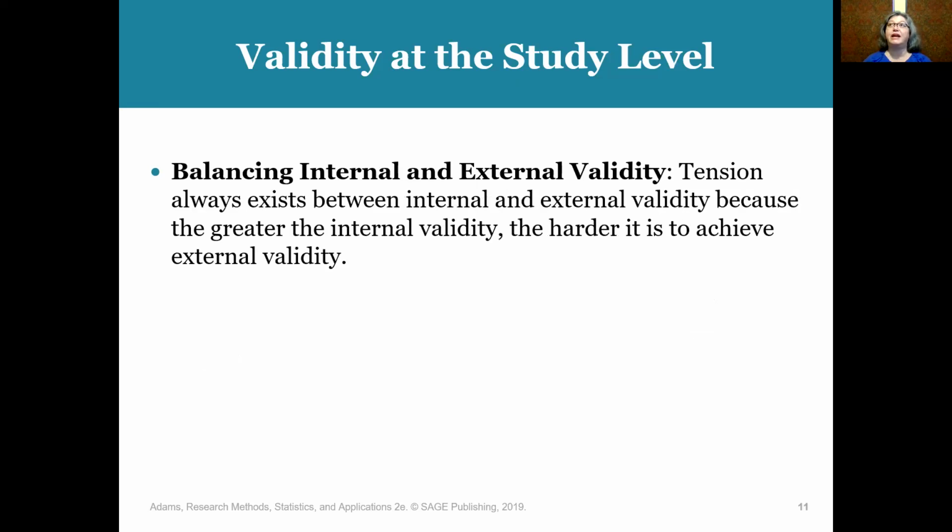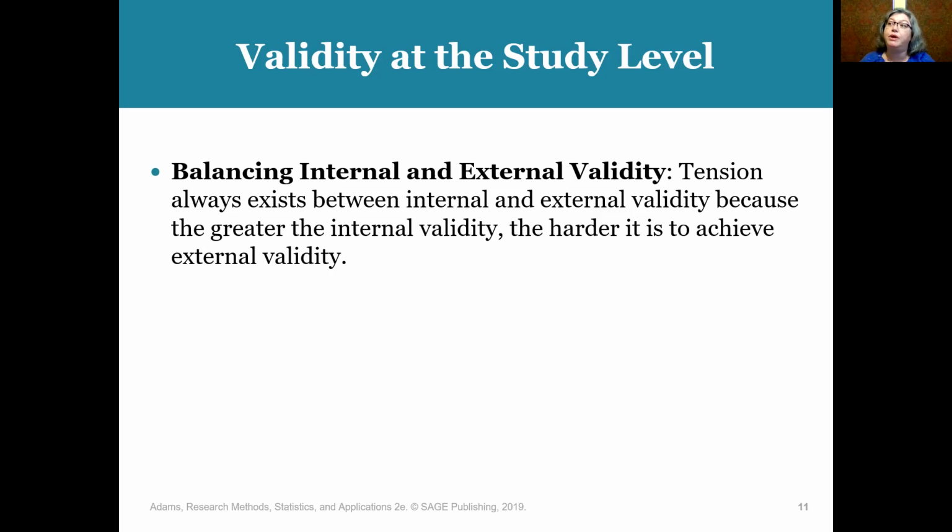Oftentimes we think about internal and external validity as being like on those scales of justice, right? If one is high, the other is low, and if one is low, the other is high. But it doesn't necessarily always have to be that way. A lot of times it is that way. The higher the internal validity, the harder it is to achieve external validity, and vice versa. But it's not this beautiful scales of justice kind of thing. Certainly you can be high in both internal and external validity, and a really poorly done study is definitely going to be low in both.